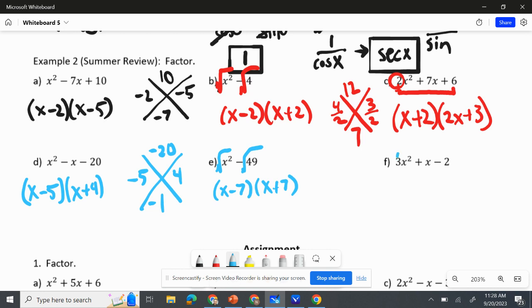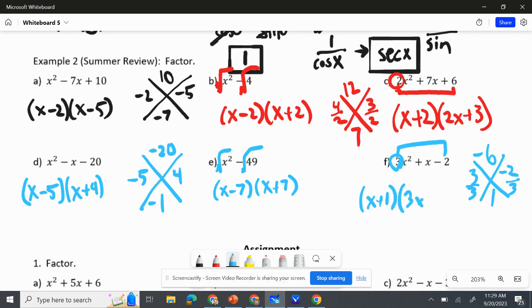And for our last one, we have a leading coefficient. So we're going to multiply those two, and that's going to give us negative 6, adds up to 1. So that would be 3 and negative 2. And since the leading coefficient is 3, we're going to divide each of these by 3, and that gives us x plus 1 and 3x minus 2.